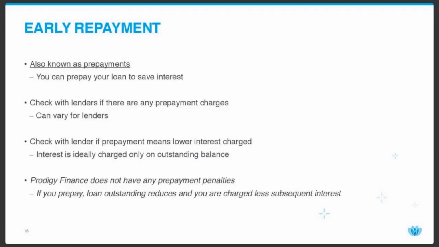Awesome. So different lenders have different policies. Check with your lender. It may vary for them. Prodigy Finance does not have any prepayment penalties.